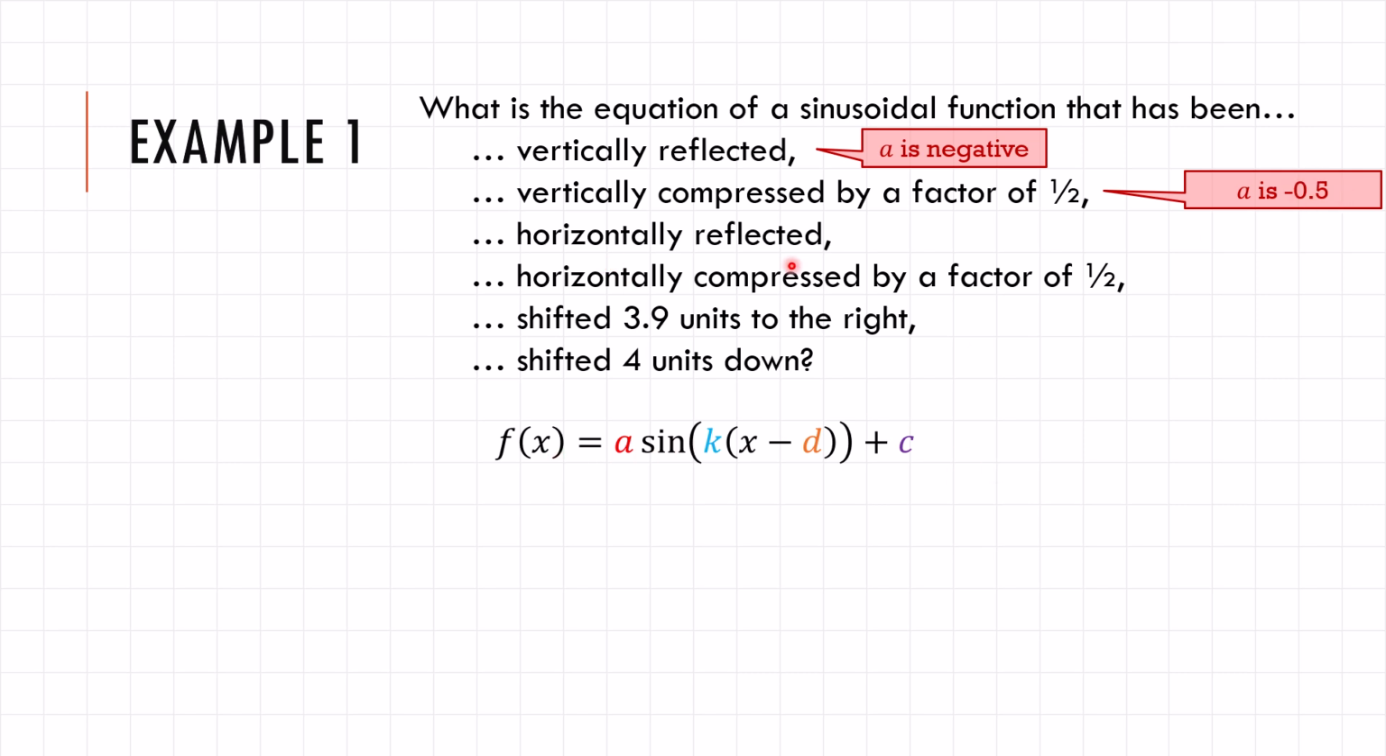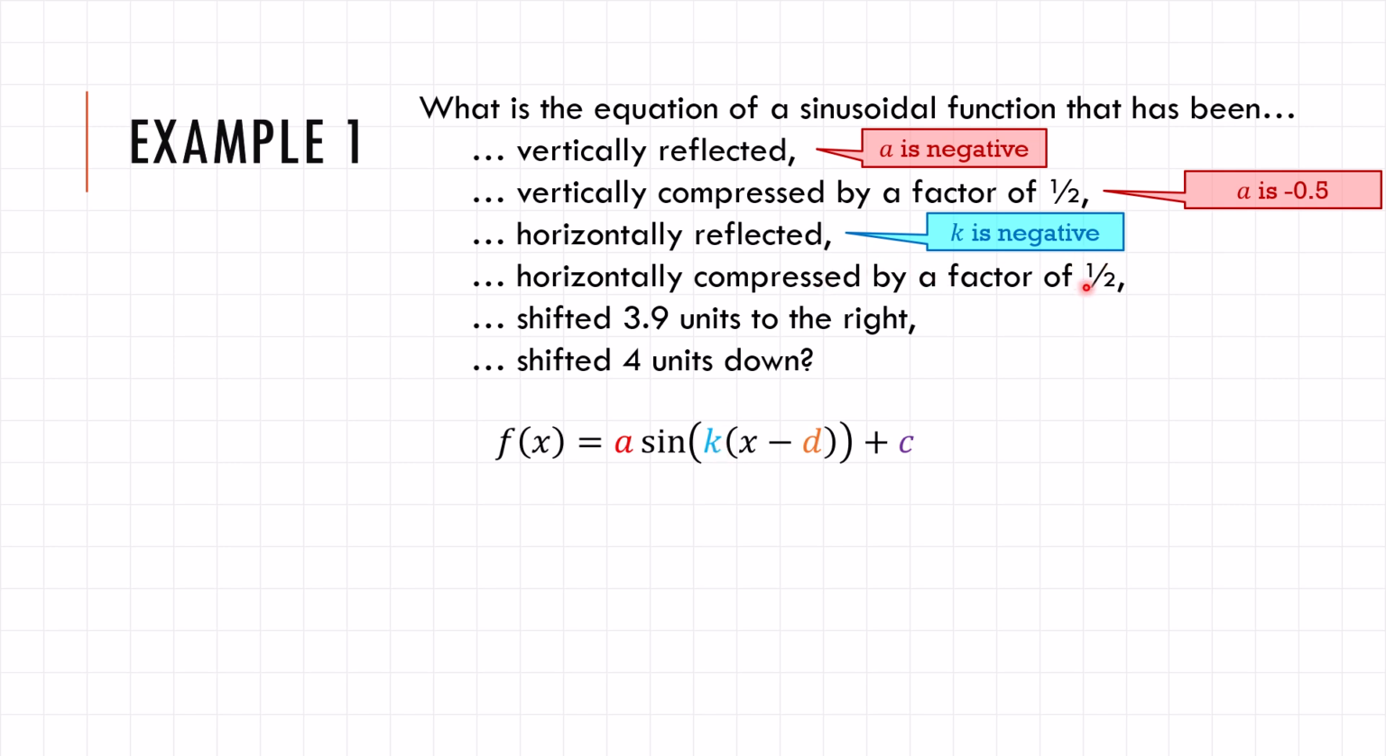If this function was horizontally reflected, well, that would actually change the k value and make it negative. That means that the k value must have been negative, otherwise it would not be reflected horizontally. And this is kind of a tricky one right here. If a function has been horizontally compressed, that means that the k value is actually a bigger number, bigger than 1 or lower than negative 1.